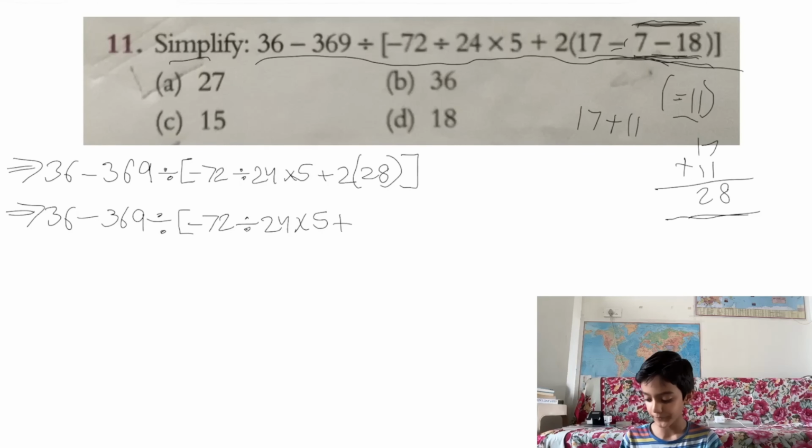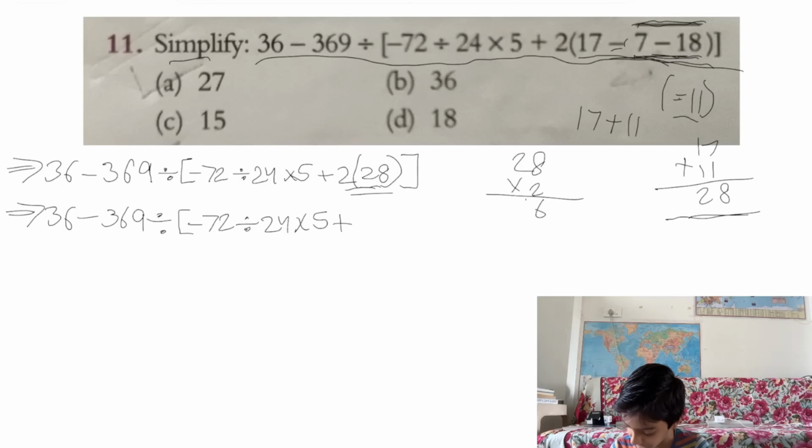Here now we'll do 2 multiply 28 because 2 is in front of the brackets, and inside the bracket there is 28. So we'll do 2 multiply 28. 8 times 2 is 16, write 6 and carry over 1; 2 times 2 is 4, plus 1 is 5. So 28 times 2 is 56. So here instead of this we can write 56.